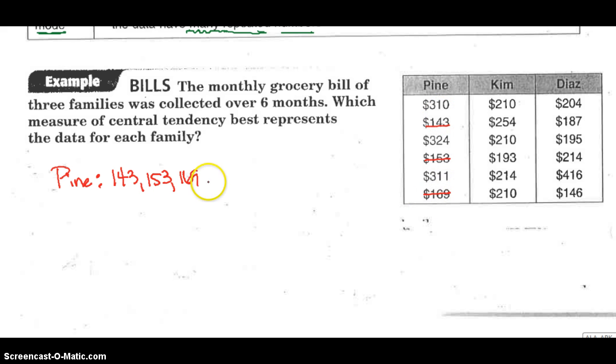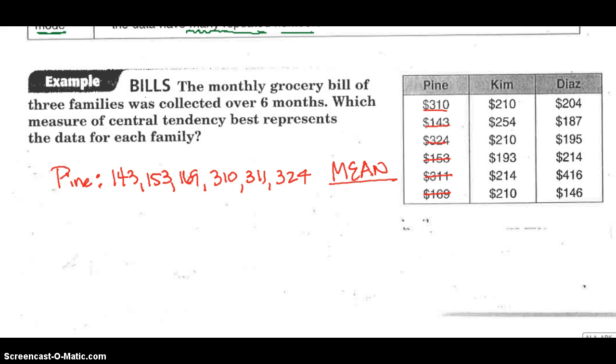Then it goes 310, 311. That's a pretty big jump. 310, 311, and then 324. Okay, so here are their numbers. There's a big difference here, but these are all close together, and those are all close together. So I would say there are no extreme outliers. There's no extreme value, so I don't think we should use median. There's no repeated numbers, so I would not use mode. So I think the best choice for the Pines is to use the mean to find the average.